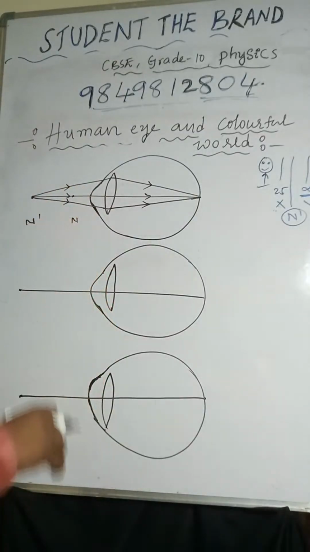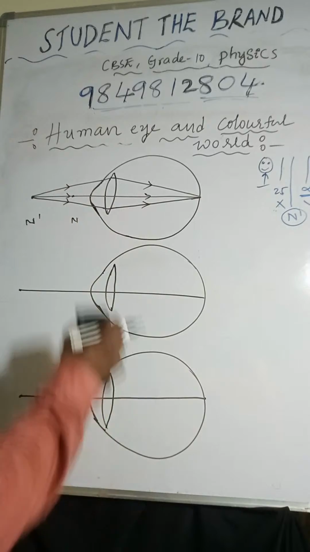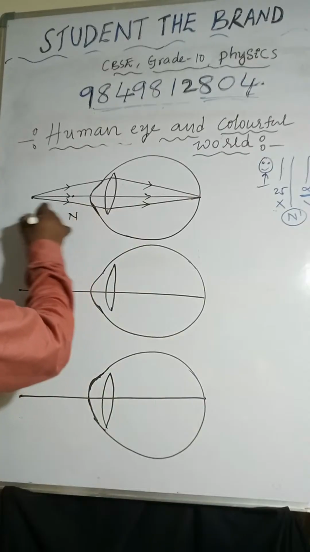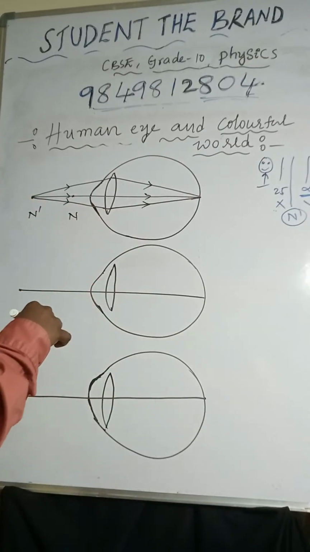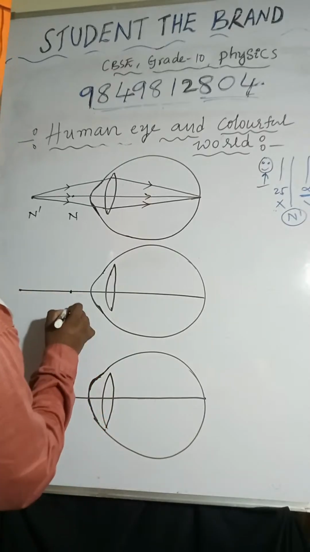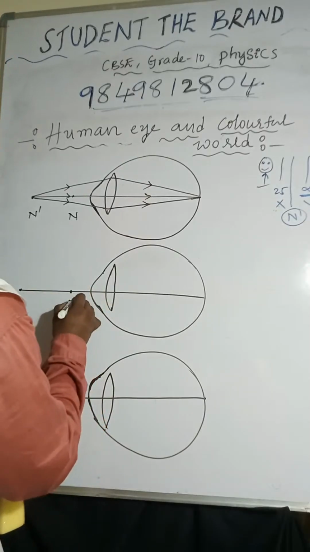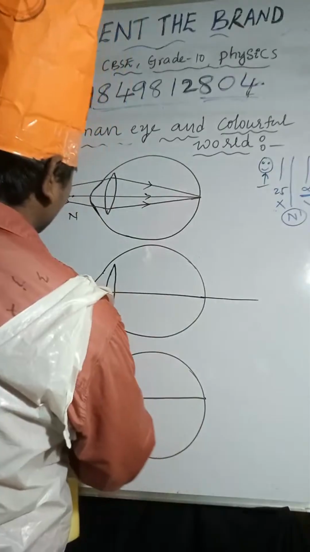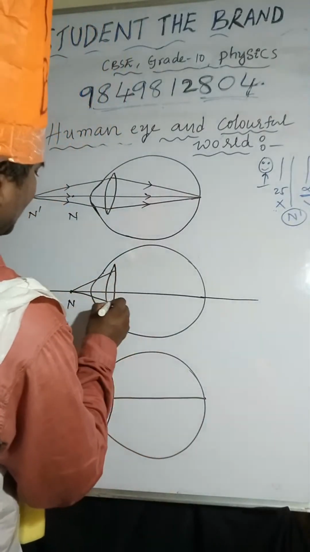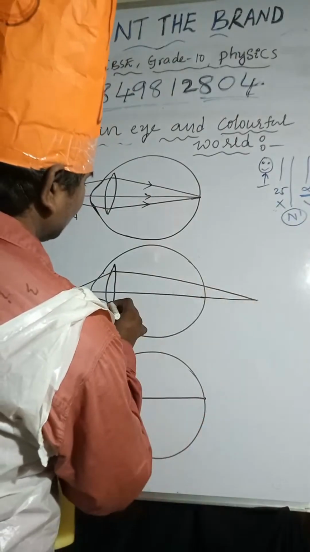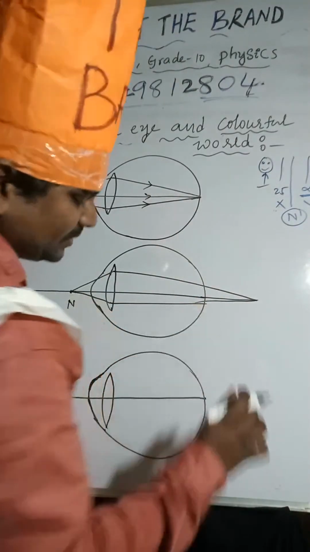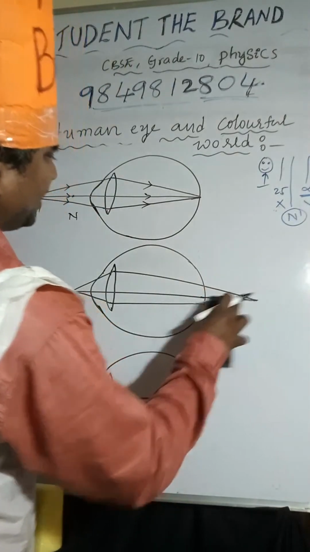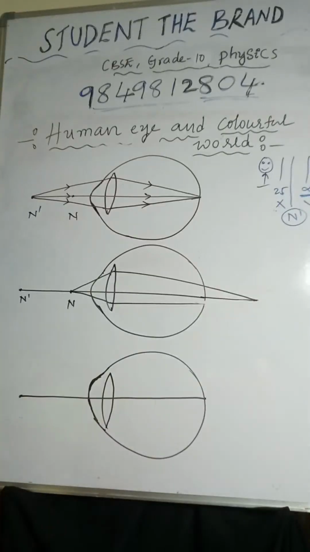So N dash is the near point of the hypermetropic eye. And here I am taking N. If the light rays are coming from N, what happens? Here you can observe, those light rays are meeting beyond the retina, at this point. If the light rays are meeting at the retina only, we can see. If the light rays are meeting beyond the retina, we can't see, right?